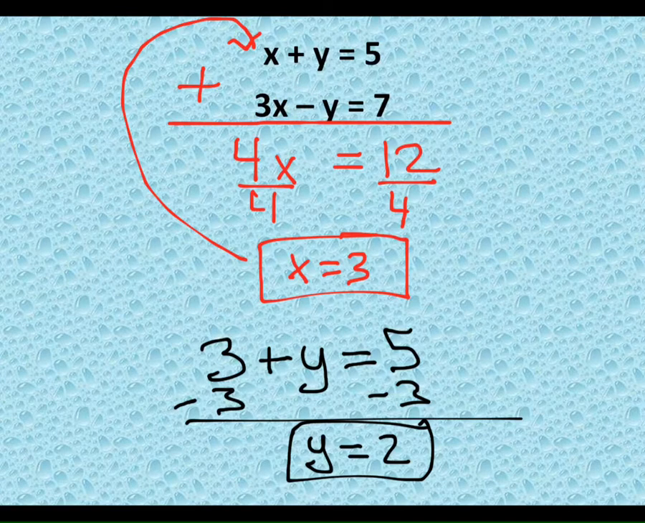That's what elimination is. You add or sometimes subtract the systems together, and one of the variables is eliminated. Okay. Any questions with that first one? All right, let's jump to the next one.